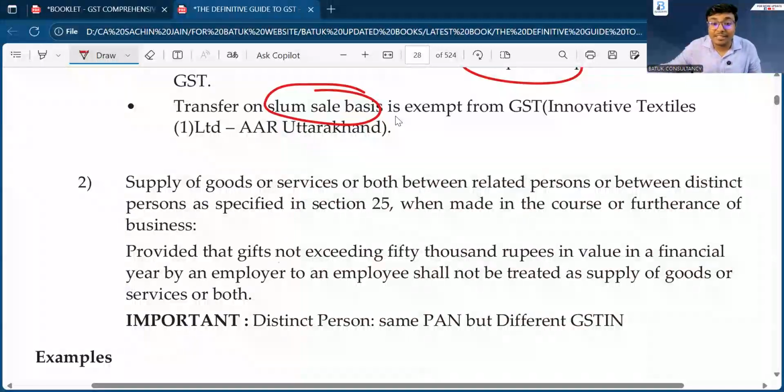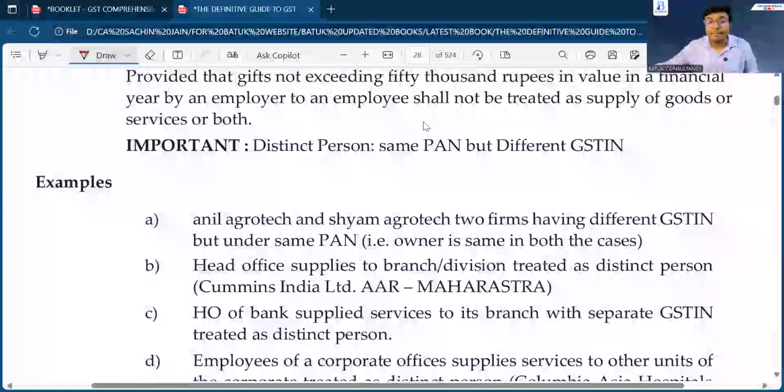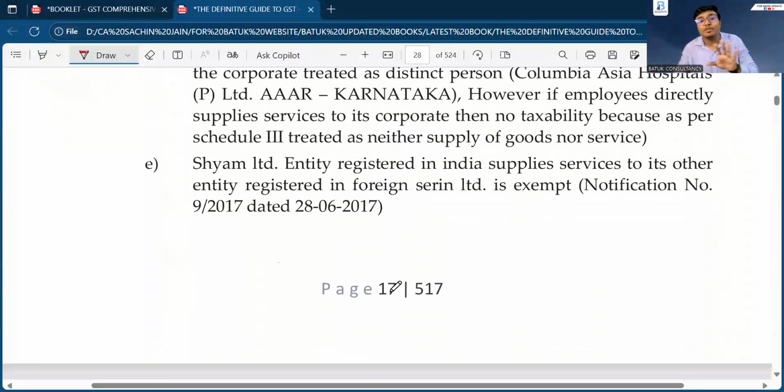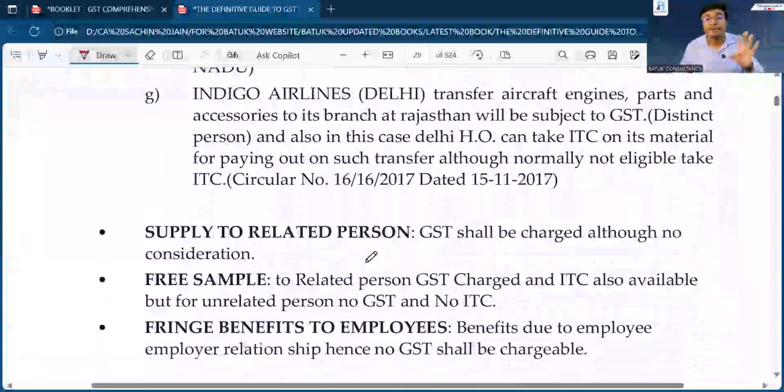Supply of goods and services between related person and distinct person, that is same PAN number and different GSTN. Multiple examples have also been given in this book. This book has been designed in a very good manner, because every provision and multiple examples are there, which I am covering in the session itself, and around 3 to 4 examples with each section are given, so that you can easily understand the scenarios.